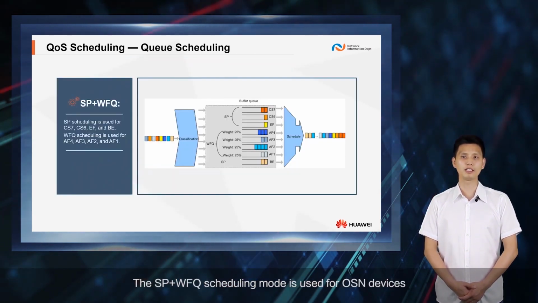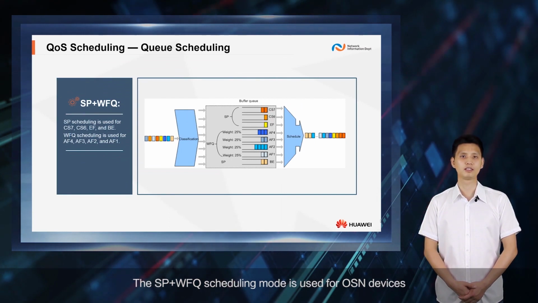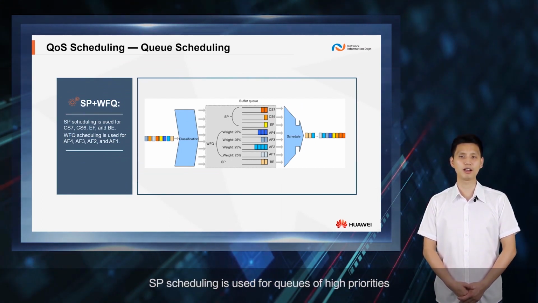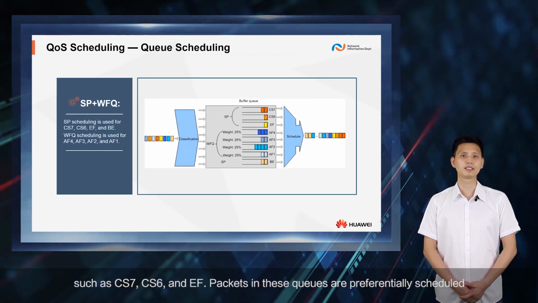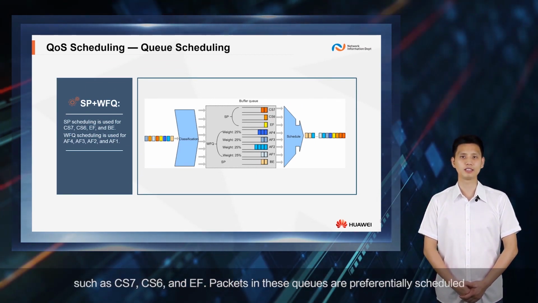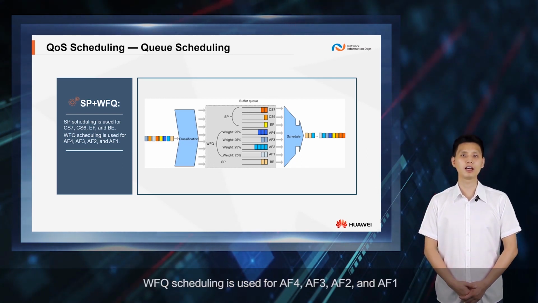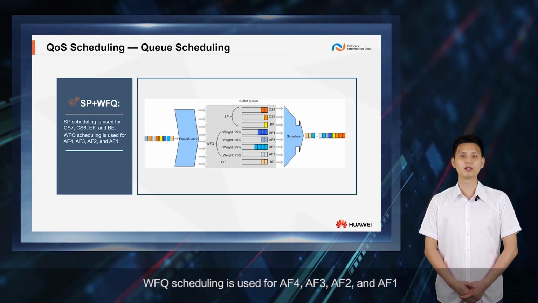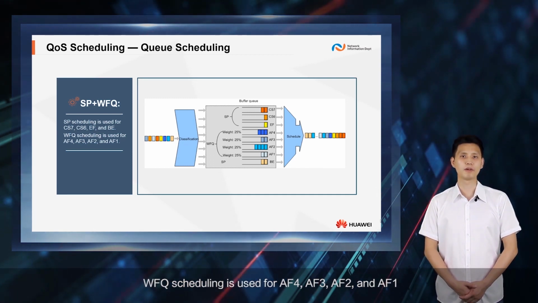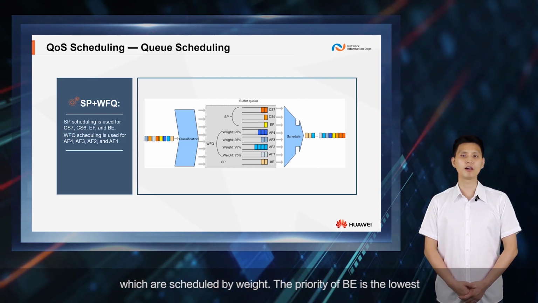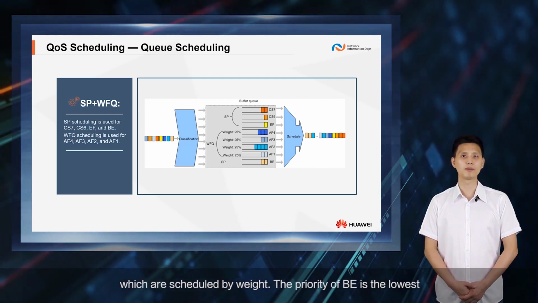The SP plus WFQ scheduling mode is used for OSN devices. SP scheduling is used for queues of high priorities, such as CS7, CS6, and EF. Packets in these queues are preferentially scheduled. WFQ scheduling is used for AF4, AF3, AF2, and AF1, which are scheduled by weight. The priority of BE is the lowest.